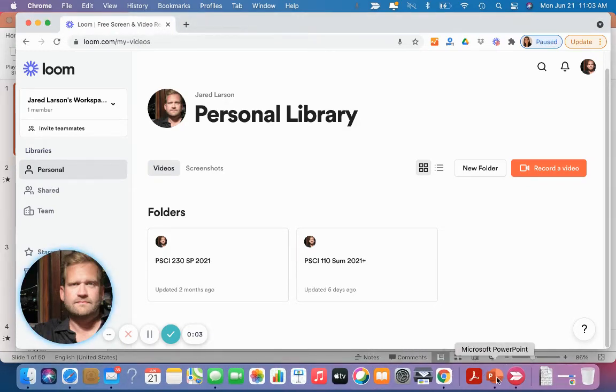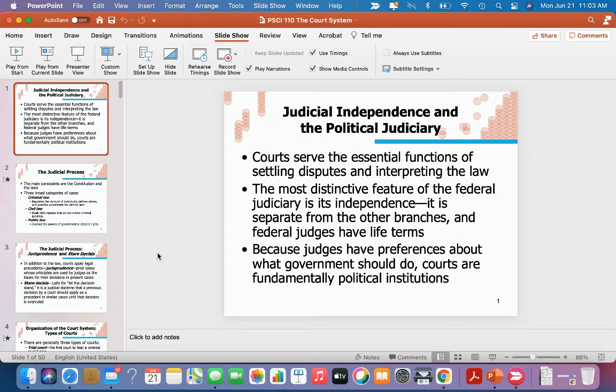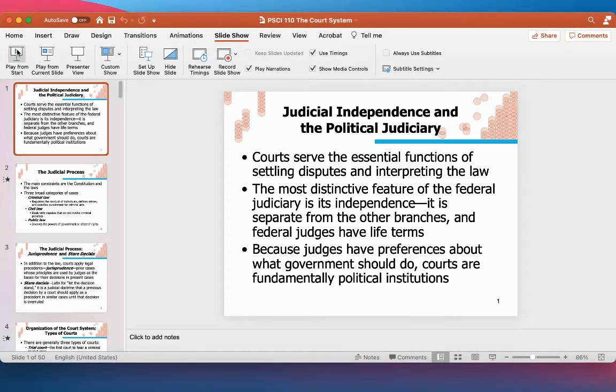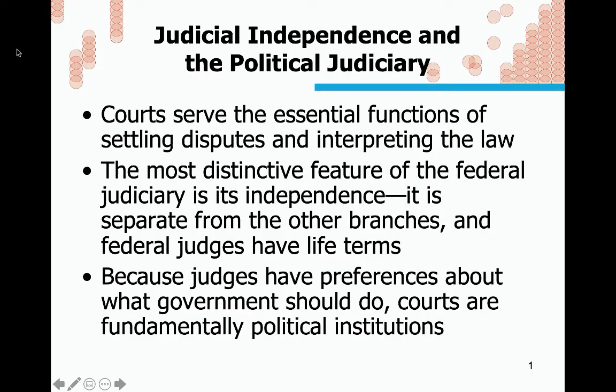Okay, hello again, everybody. We are on to the court system, riveting few chapters here. I have about 50 slides, but I'm going to try to go fast and hit the high points here.